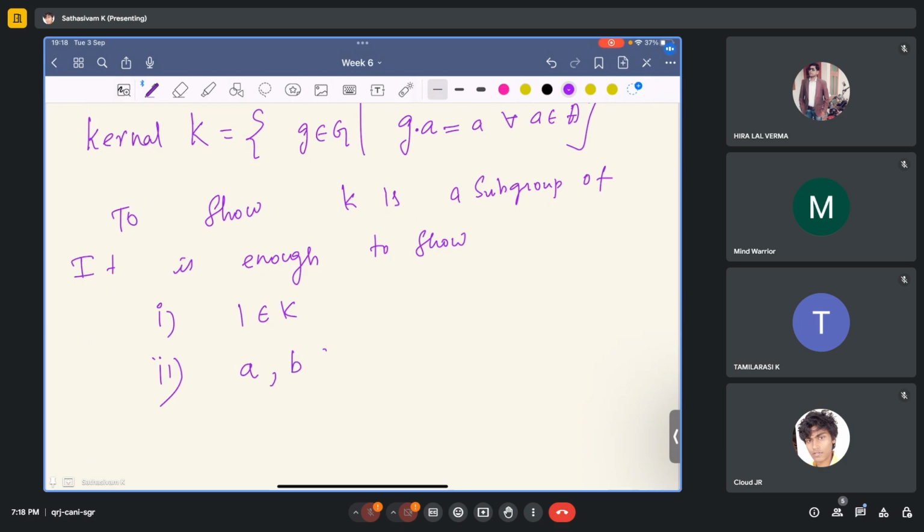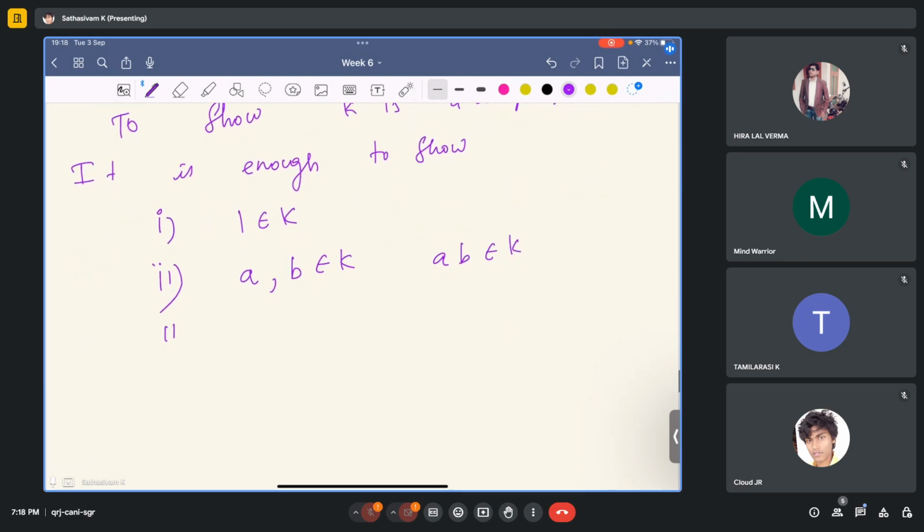A comma B belongs to K. We want to prove that AB belongs to K. Okay, so this is another one. And what is the third one? You want to say A belongs to K, then A inverse belongs to K. So these are the only things that we want to prove.